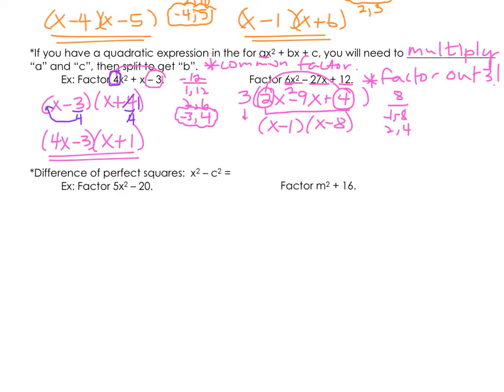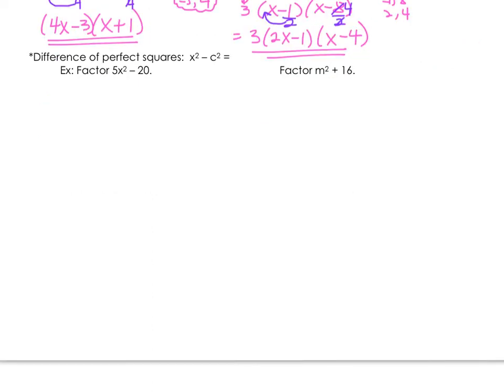Don't forget that 3 out in front. And then we have to think about that lead coefficient that was in the parenthesis of 2. We're going to divide both of those numbers by 2. Since that first number, 1 over 2, doesn't simplify, I'll put 2 in front of that parenthesis, and that would give us 3 times 2x minus 1. In that second parenthesis, though, 2 goes into 8 4 times, making that second parenthesis x minus 4. This is factored completely for 6x squared minus 27x plus 12.